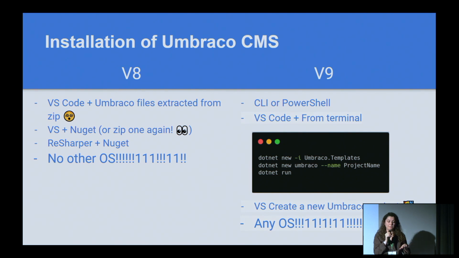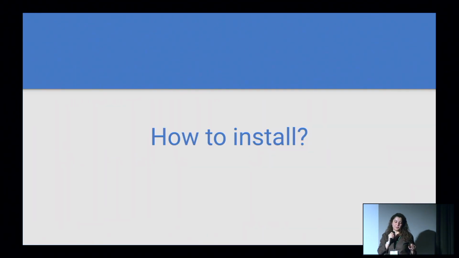For version 9, you can install it using the command line or PowerShell. You can install it via VS Code from the terminal, as you see my little snippet here. dotnet new umbraco templates. I'll be showing the process of it in a bit. Not demoing. Or in Visual Studio, create a new Umbraco project, which is so cool. I just love it. And it can work on any operating system. Right, how to install it.